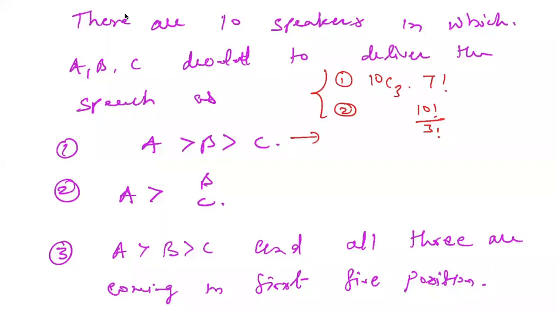The second way: we solve this by factorial 10, the total number of ways they can sit. But the order of A, B, and C we have to eliminate, and the orders of A, B, and C number factorial 3 ways. So we divide this by factorial 3.